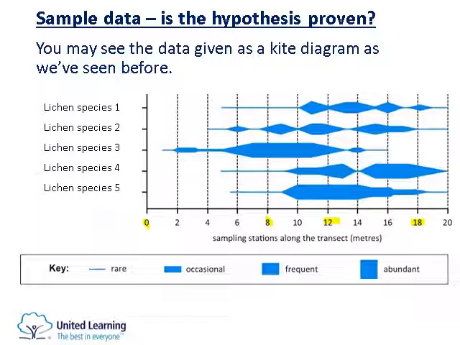So what you can do, you can conclude your hypothesis, supporting it saying more lichens grow further away from the road. You then need to give specific examples, saying at 2 metres away from the road, you only find lichen species 3, whereas 10 metres away from the road, you find 5 species of lichen.